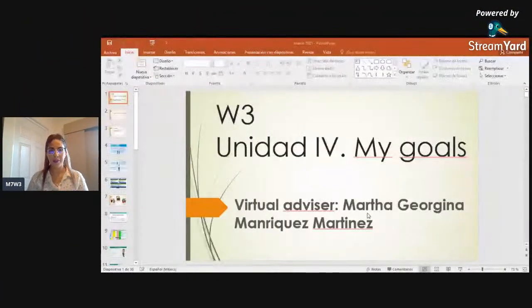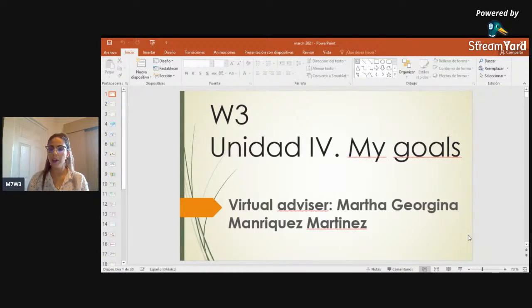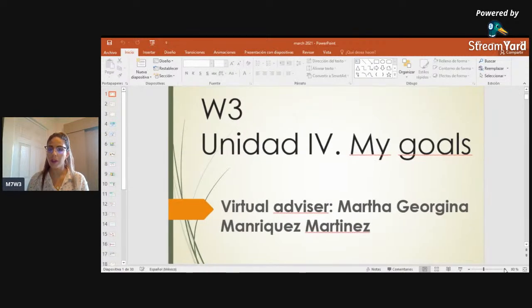And we have unit 4. I'm going to try to minimize this size, or maybe make it a little bit bigger here, so you can see it.